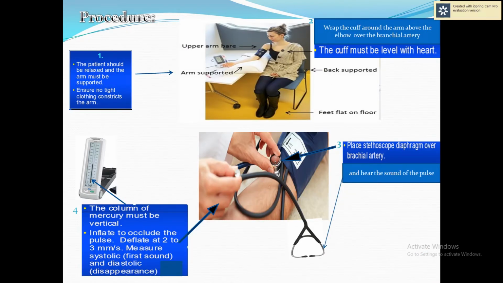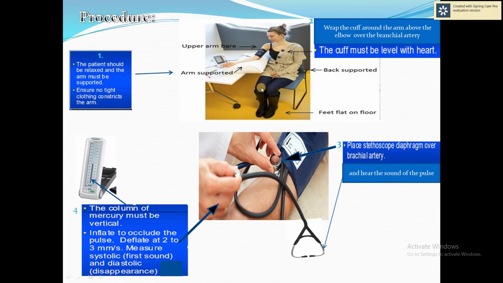So let us jump into the main thing which we are going to discuss in this online course, which is the procedure of all the physiological tests which would help you in your day to day life. So how is blood pressure measured? First of all, the patient must be relaxed and the cuff must be wrapped around the arm above the elbow over the brachial artery.